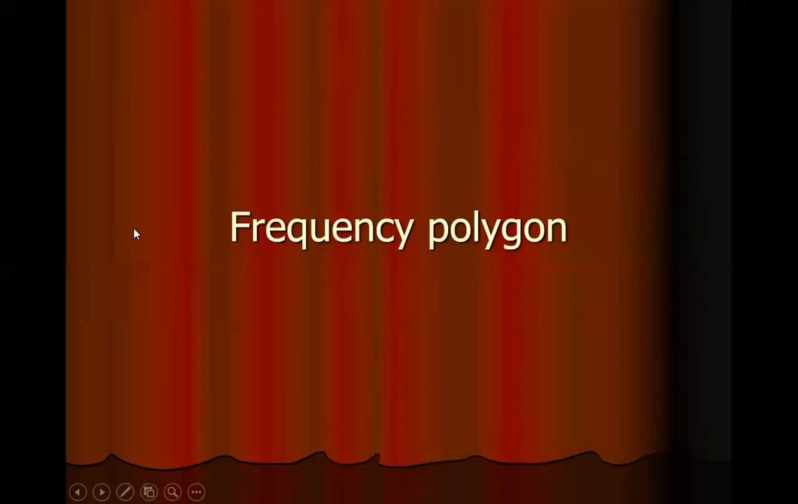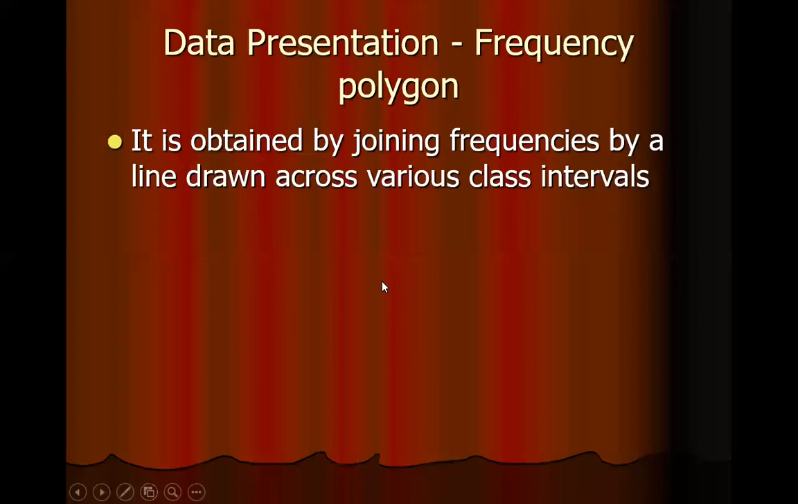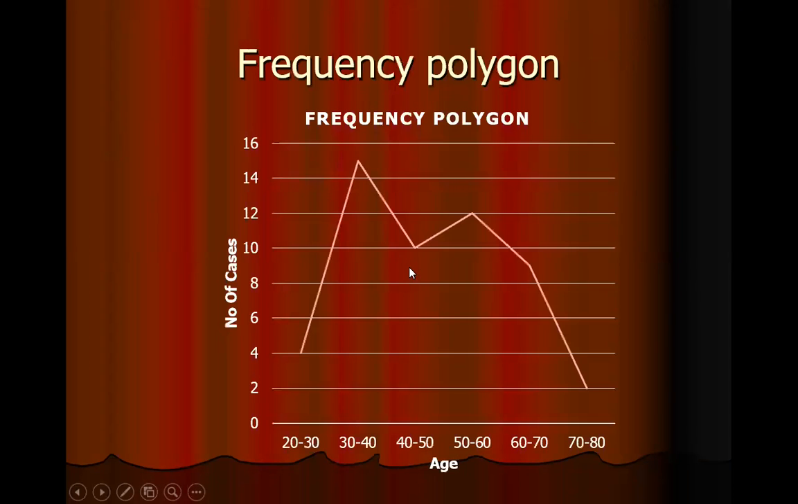Then comes frequency polygon. Frequency polygon is obtained by joining frequencies by a line across various class intervals. So we omit the rectangles here, and we just draw a line joining various frequencies. So this is a frequency polygon. And in medical science, unlike economics, management, physical science, our data distribution is usually a normal distribution which takes the shape of a bell. So usually we have a bell-shaped curve in medical science. So this is a frequency polygon of the age data.